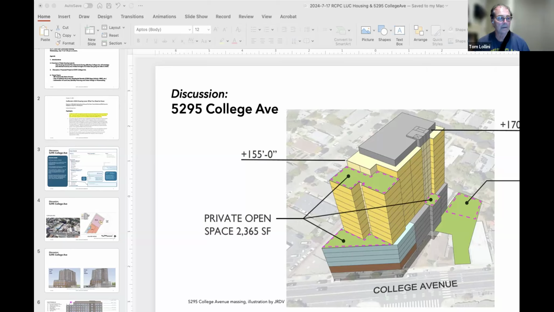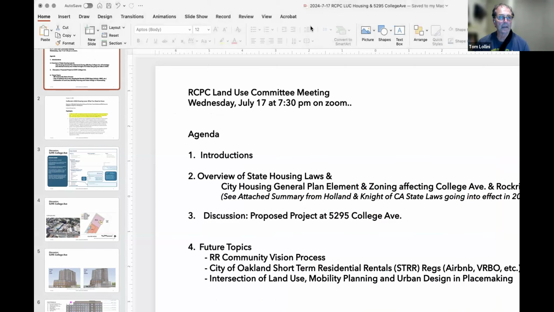Any other comments or thoughts with respect to future items? I'm going to pull back up my future items. I have here the Rockridge Community Vision process that is being co-chaired, I think, by Casey and Kristen from the board. And then the last one is just some ideas that I have about how to make a better community.